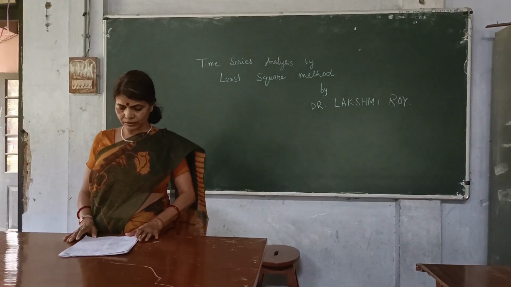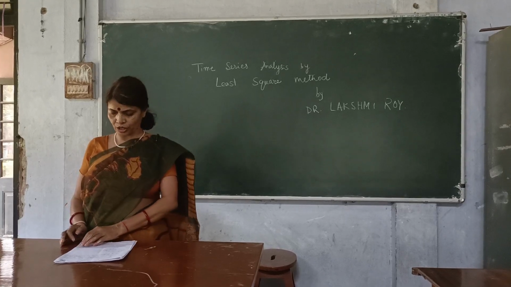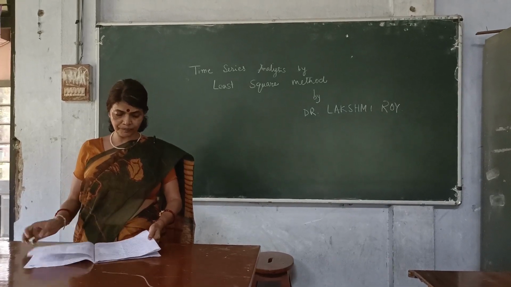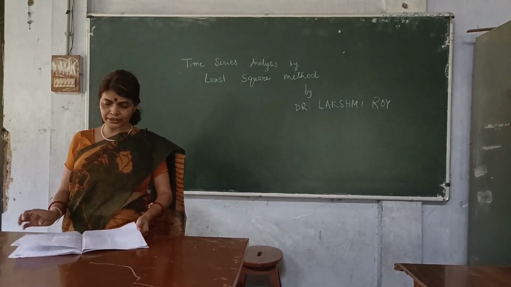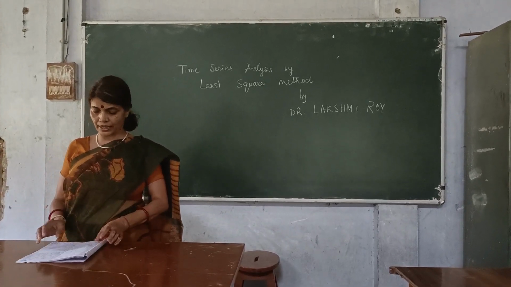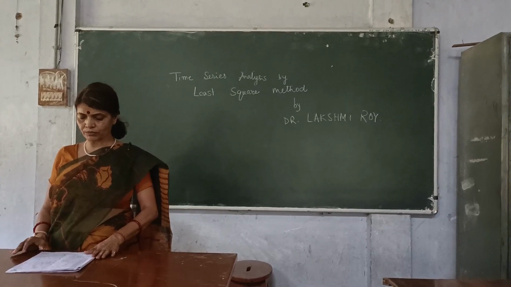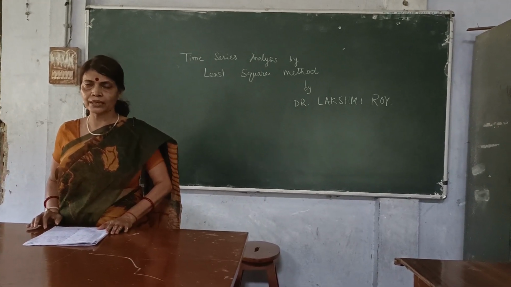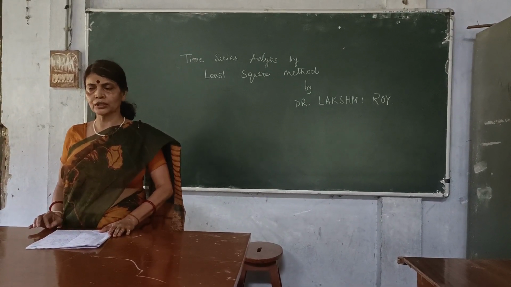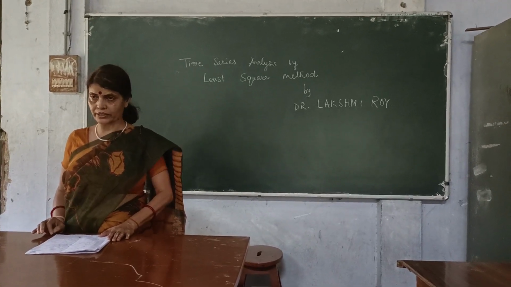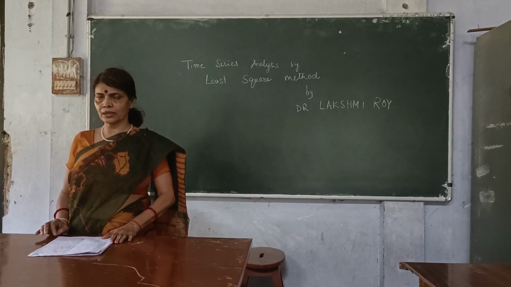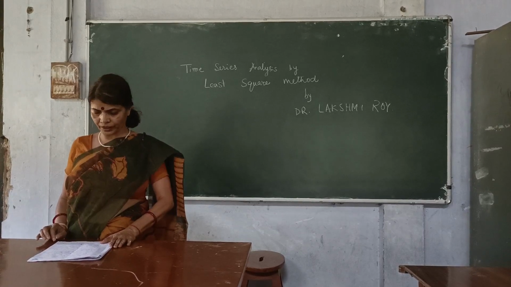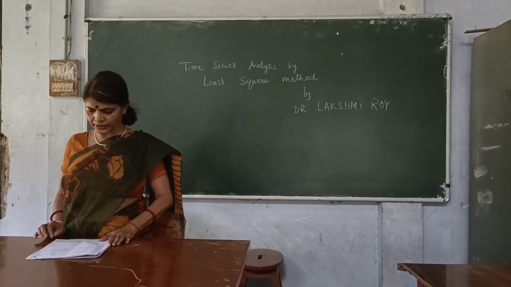Now, let us talk about the least square method. This is one of the most important techniques of studying time series analysis. The principle of the least square method is one of the best ways of obtaining the trend values. The method is based on mathematical calculations and is used for both linear and non-linear trends. Now in our UG classes, we need the linear trend, so we will apply this least square method for linear trend analysis.